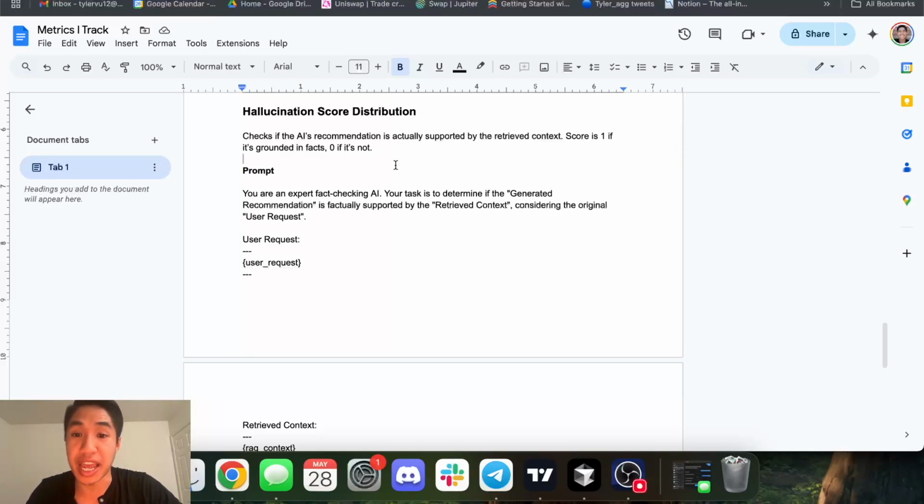That's using an AI to check if the AI's recommendation is actually supported by the retrieved context. We score it 1 if it's grounded in facts. When I say grounded in facts, that means this recommendation is actually pulled completely from our knowledge base. Every fact stated is mentioned in the chunks that we provided to the LLM at that moment in time. That would be 1, yes, which is good, and 0 if not, because that means the LLM extrapolated from its own knowledge to answer, which may not even be correct or relevant to how you believe things to be.